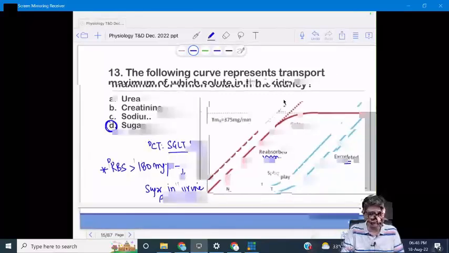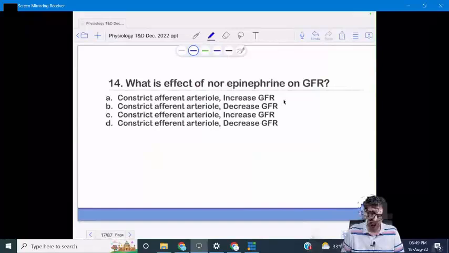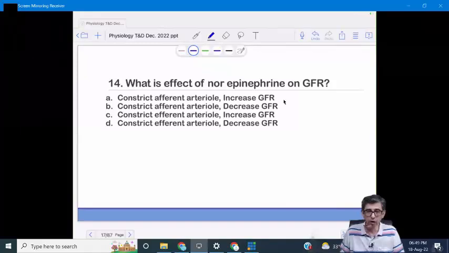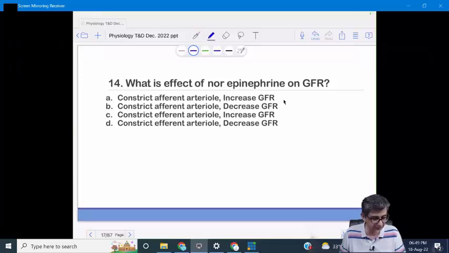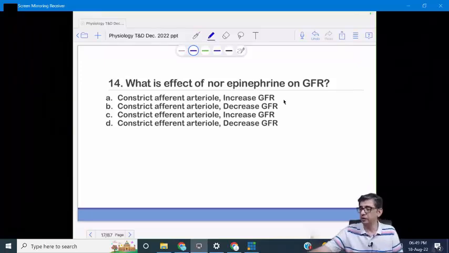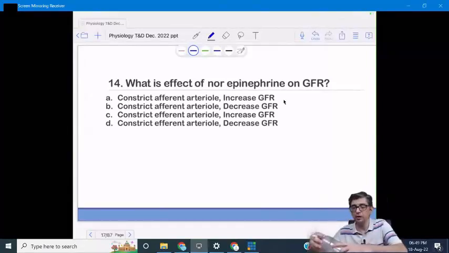Okay. Moving to question number 14. What is the effect of norepinephrine on glomerular filtration rate? Norepinephrine is a good vasoconstrictor. So you just have to select between whether it will be acting on the afferent arteriole or whether it will be acting on the efferent arteriole. So let's look at what you guys have answered here. Yes, guys. Yes. When it comes to norepinephrine, the problem with norepinephrine is that we use norepinephrine in cardiogenic shock.